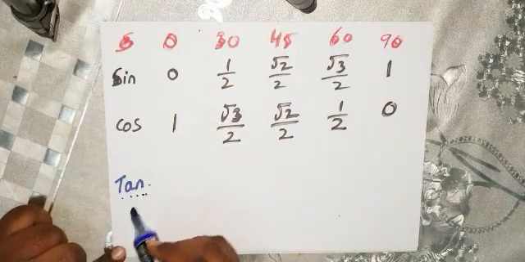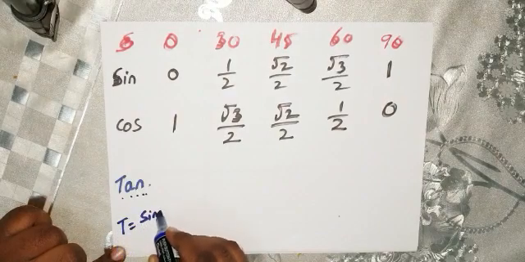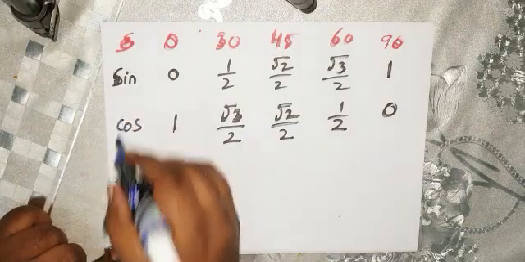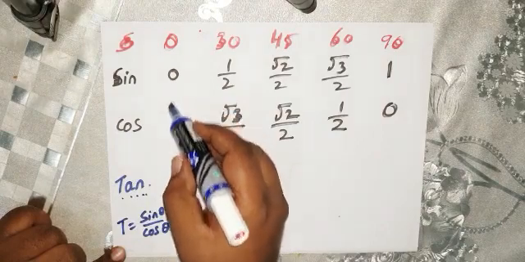What is a tan basically? Tangent is nothing but the sine over cosine. Tan is not the original form, it is a ratio of sine and cosine. So to get the values of the tangent, you are going to divide them.